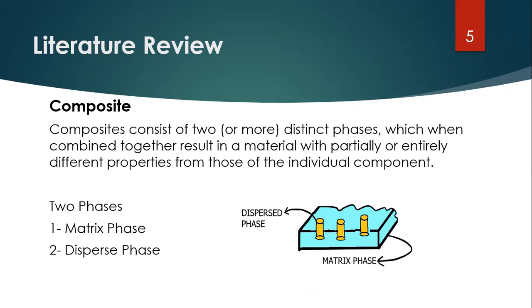The matrix phase is a continuous phase which surrounds the other phase, and the disperse phase is a phase which is dispersed in the matrix phase. The fiber provides strength and stiffness, and the matrix protects and transfers load between the fibers. When they both combine, they create a material with attributes superior to either component alone.